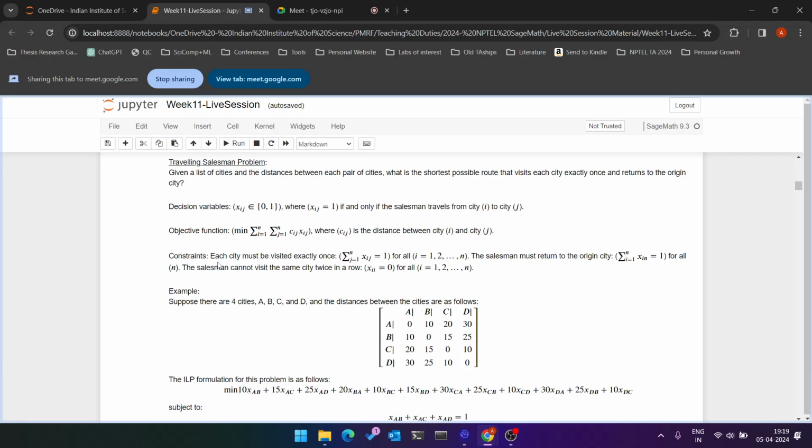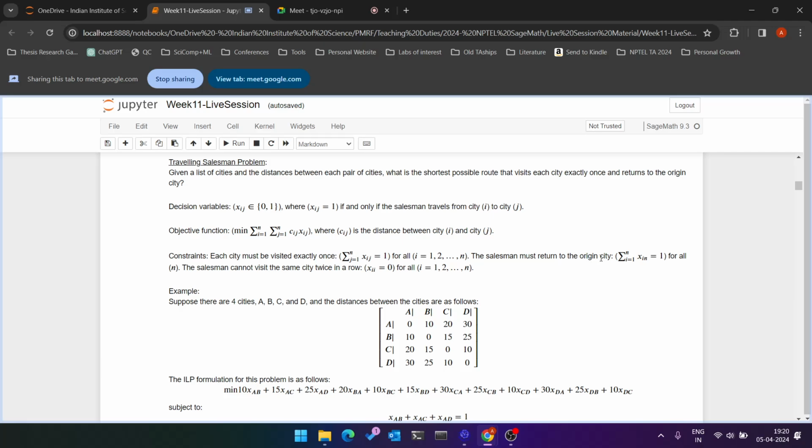Our constraints are, since we wish to visit each city once, the summation of xij for j going from 1 to n is 1, which is exactly what I mentioned above, that you can think of xij in matrix form as basically having n rows, and in each row, among the n column entries, n minus 1 of them are 0 and only one of them is 1. So that is the constraint.